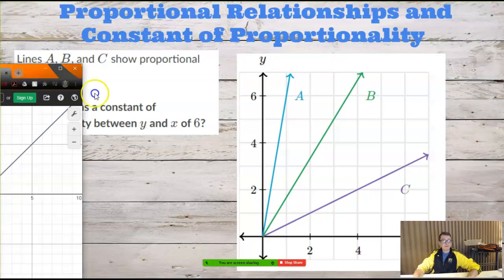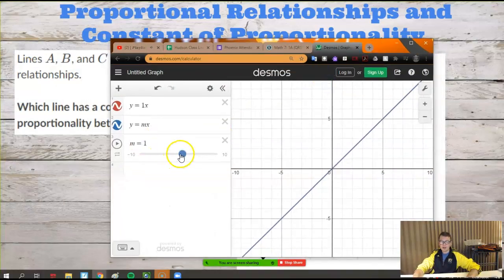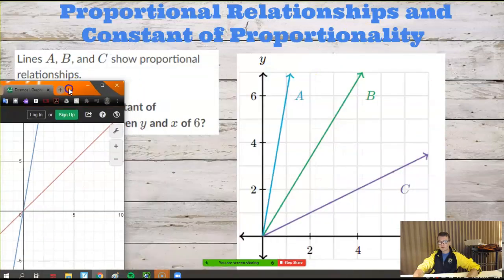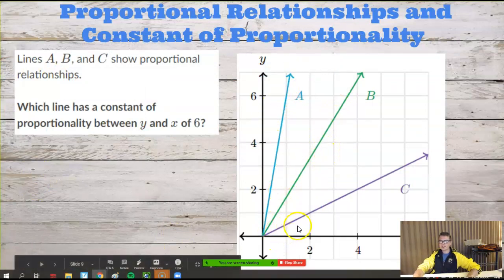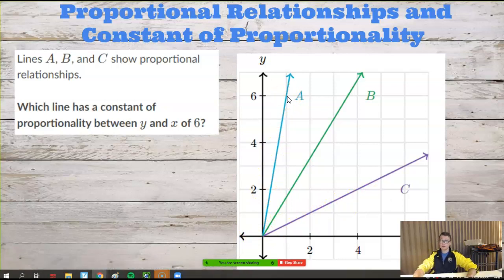And remember, we said if we go back to Desmos and compare, any slope bigger than 1 gets steeper. So a slope of 6 is a steeper line. So when we look at the lines that we have, A is pretty steep, B is still kind of steep, C is not very steep, right? C is not very steep. So A has the point 1 comma 6, which would become the slope of 6 over 1.